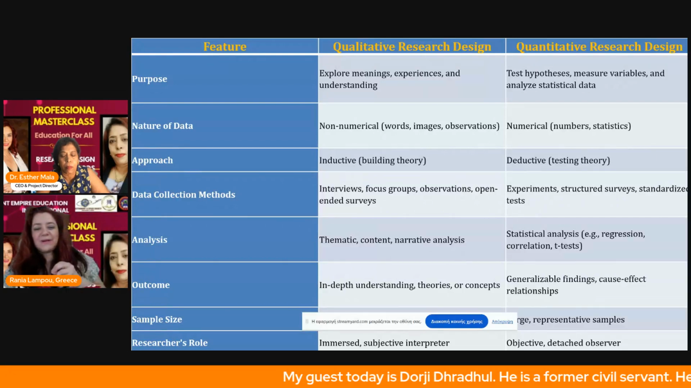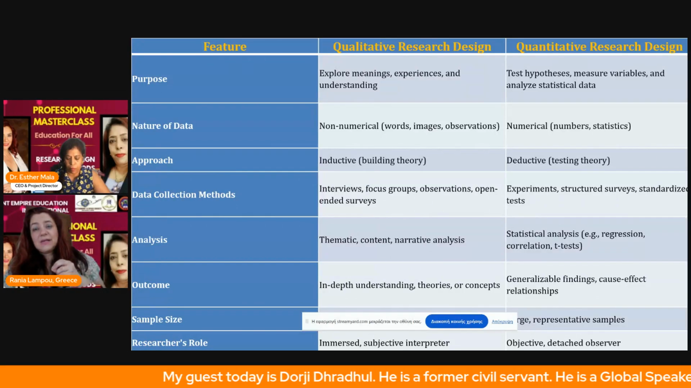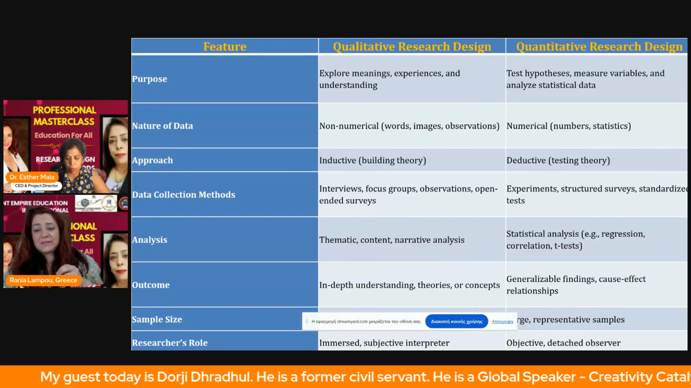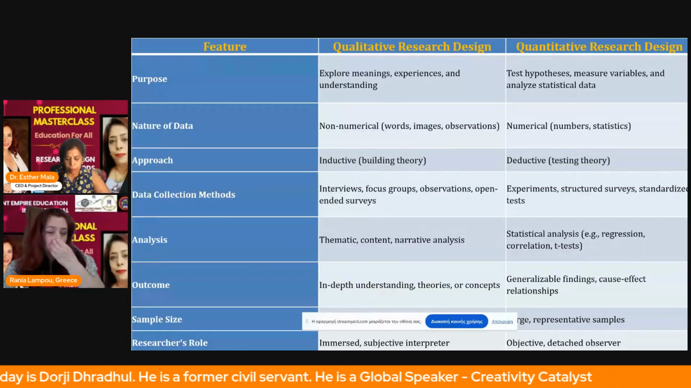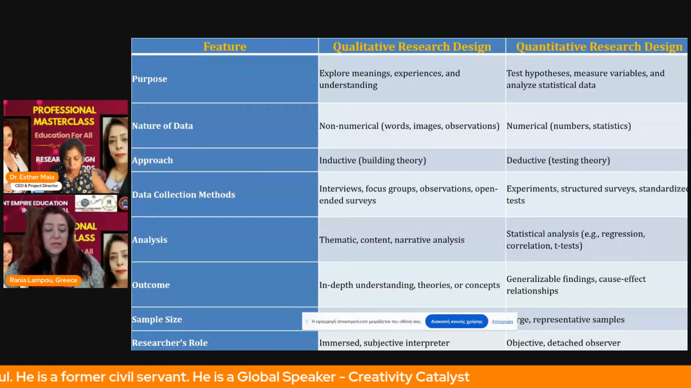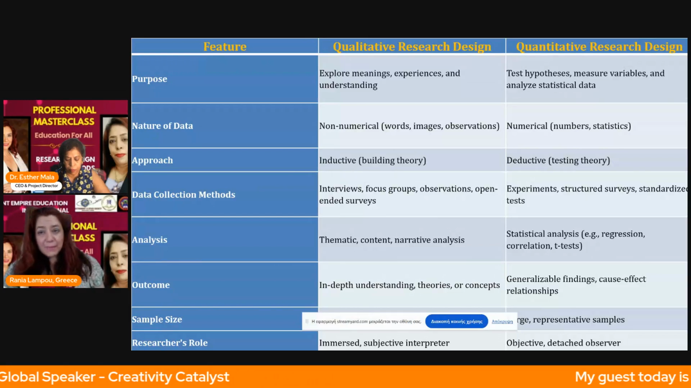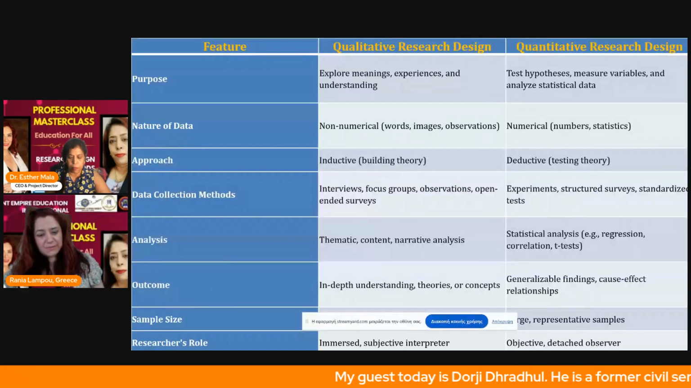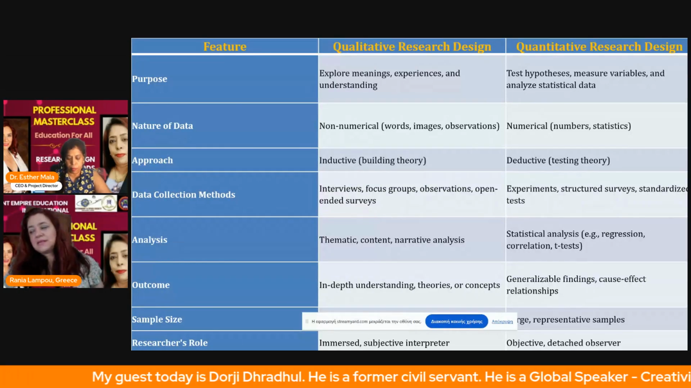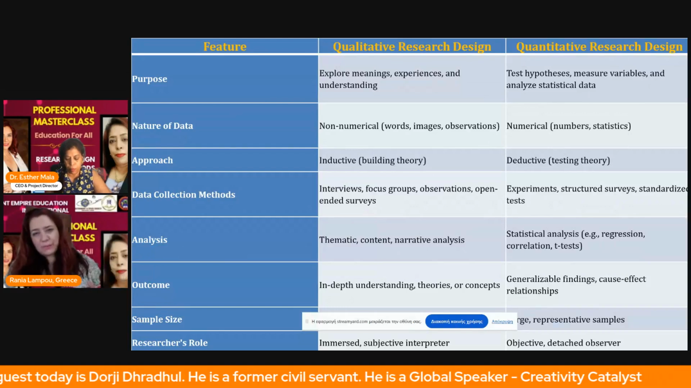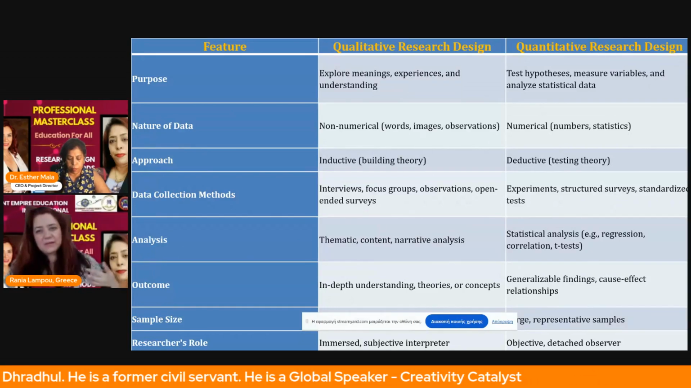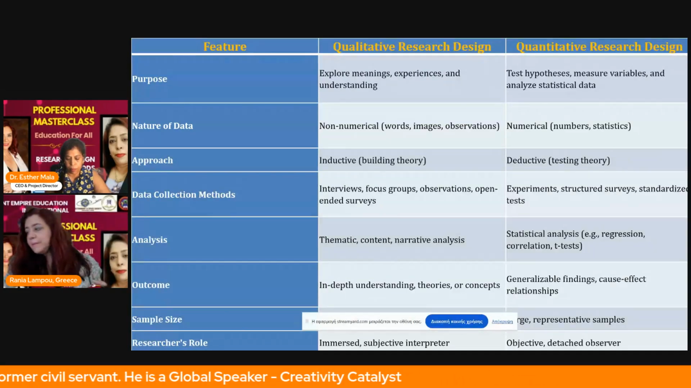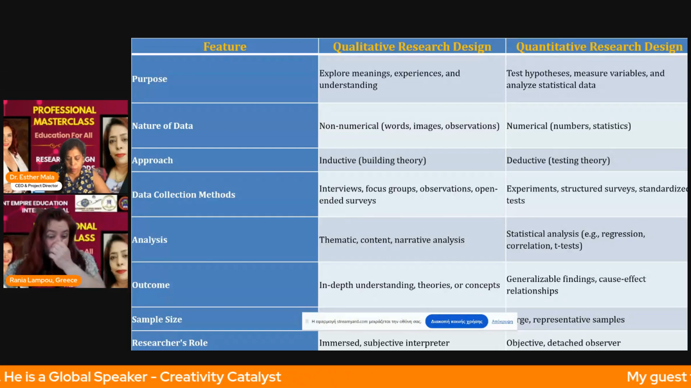With qualitative, we have in-depth understanding. On the other hand, the quantitative, we focus on cause-effect relationships. With qualitative, we have usually small purposeful samples. In quantitative, we have large representative samples. And what is the researcher role? In qualitative research design is immersed, subjective interpreter. On the other hand, in the quantitative research design, we have an objective, detached observer.